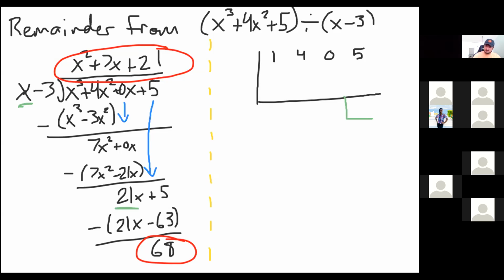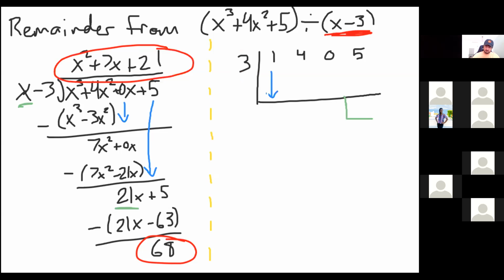The question that I want to ask you, though, is what is the root that I need to use for synthetic division since I'm dividing by x minus 3? What is the number that I'm going to need to put here? 3. 3, yeah. Thank you. More people responding this time. So I'm going to need to put a 3 there because that is the root that corresponds with the factor x minus 3.